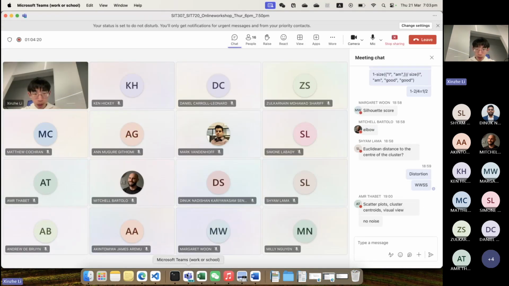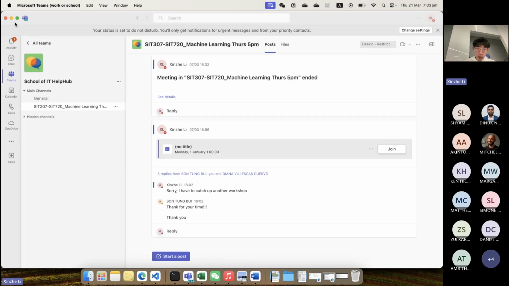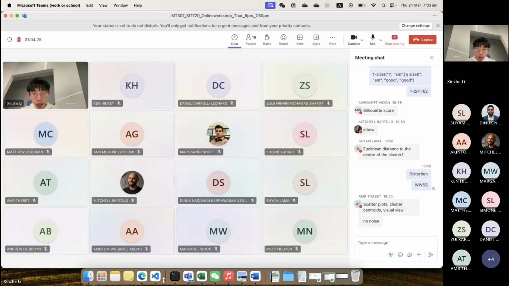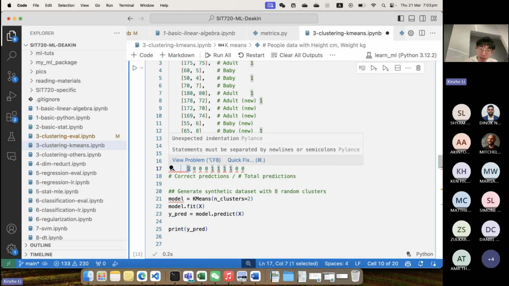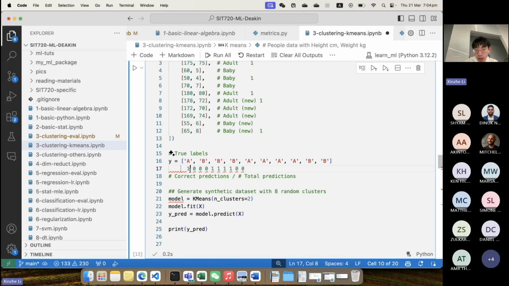No answer. So I will give you the answer now. The challenge is: what's 1? What's 0? 1 is one cluster, 0 is another cluster, right? That's easy. But what does it mean? What does this cluster refer to? Does this cluster refer to A, or to B? You don't know, right? You have to make a guess.